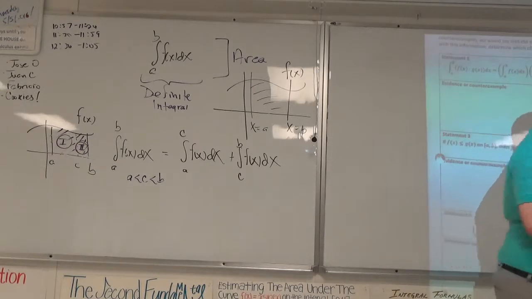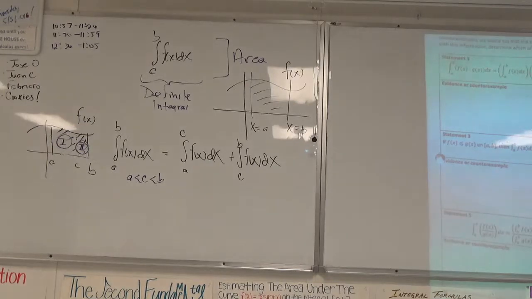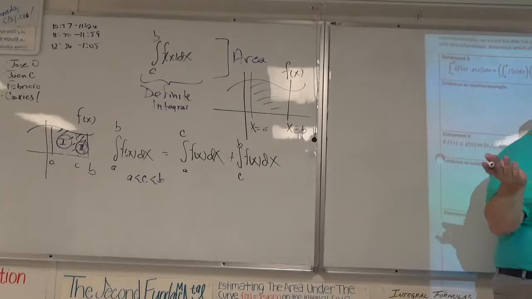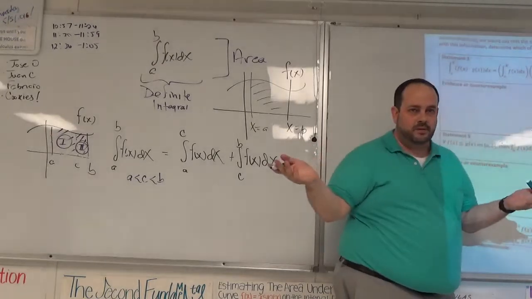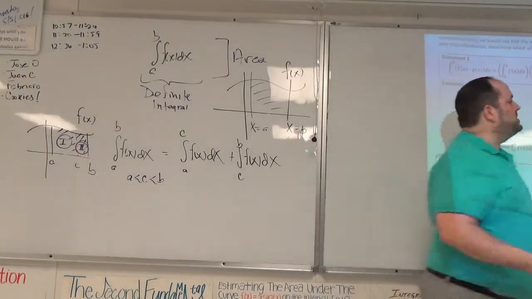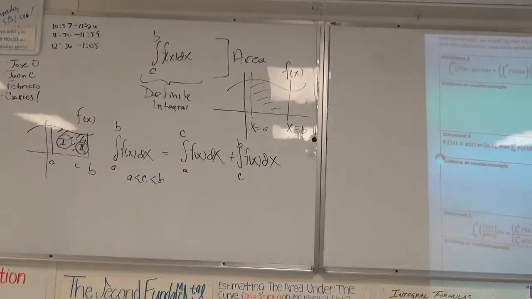Y equals x squared is another fine example of an even function. X squared, absolute value of x. Any other good examples? Y equals cosine of x is another fine example. If you want to go a little more exotic, y equals 1 over x squared.